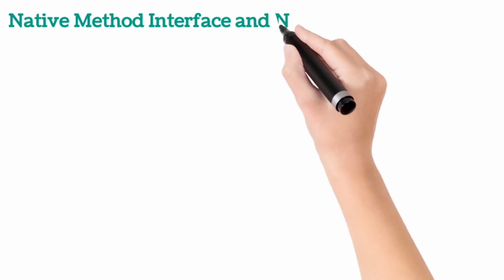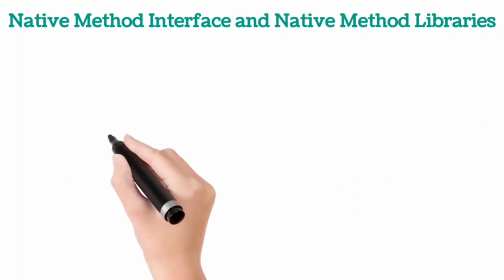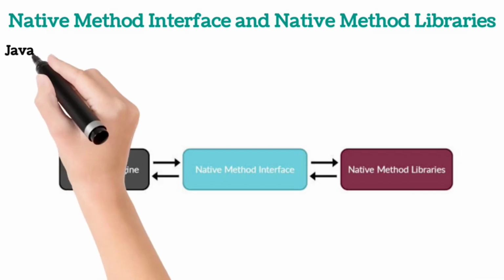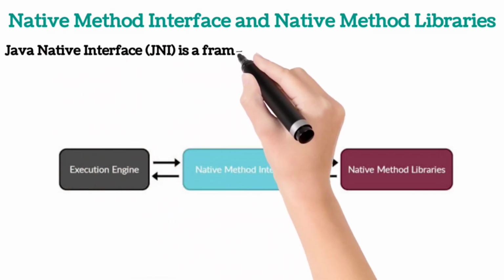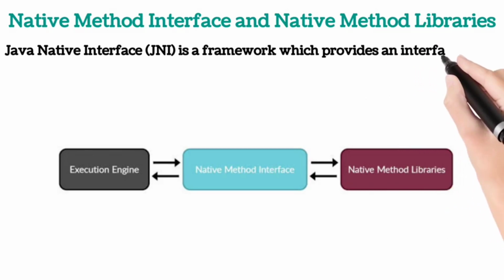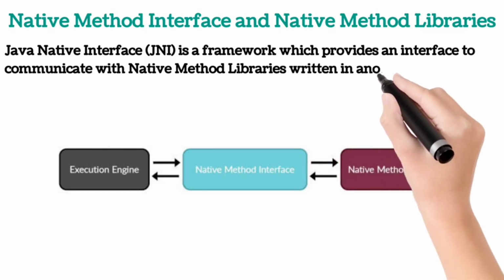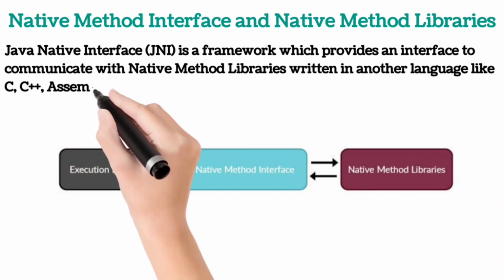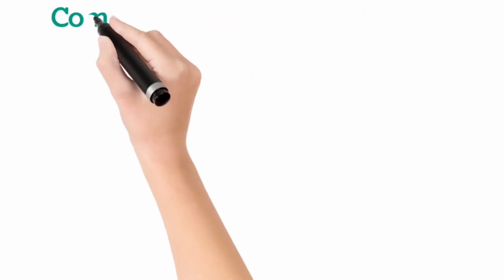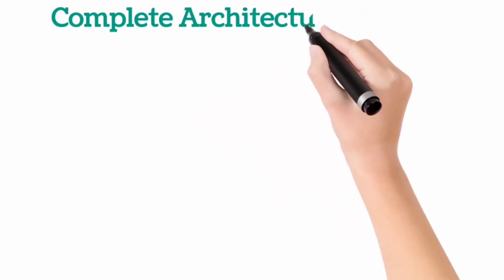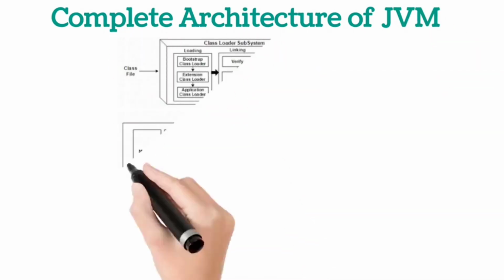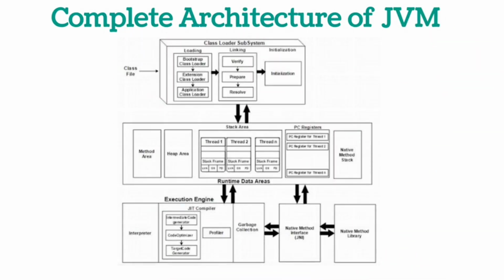What is native method interface and native method libraries? This is the basic structure of execution engine. In this, Java native interface is a framework which provides an interface to communicate with native method libraries written in another language like C, C++, and assembly, etc. Now, this is the complete architecture of JVM. I wanted to show it in the starting of the video, but it looks very confusing and complex. That's why I explained everything in a simpler way. Now you are able to understand it.